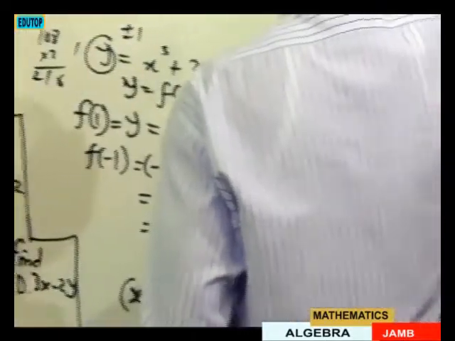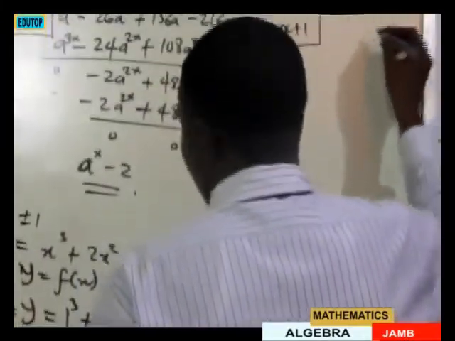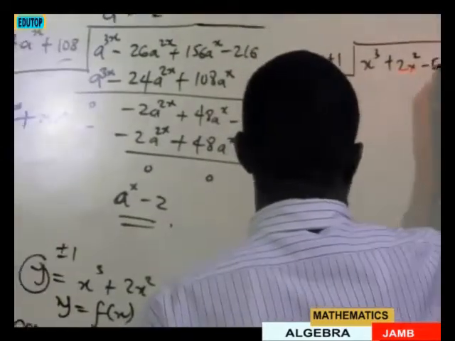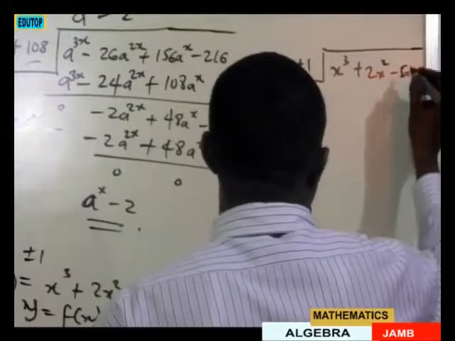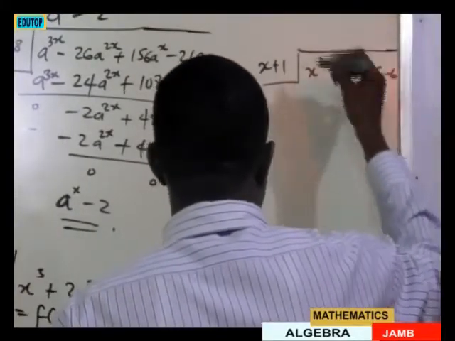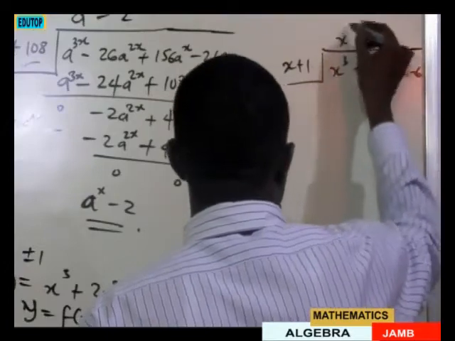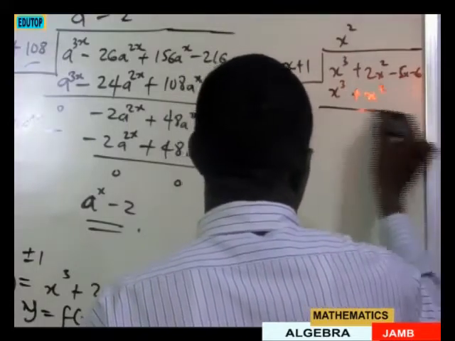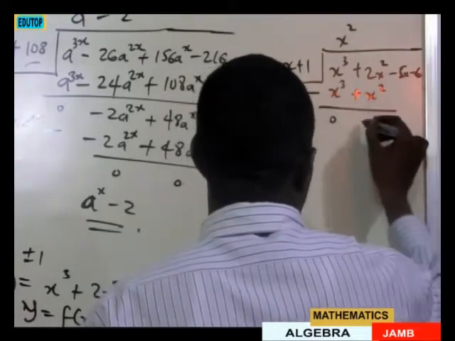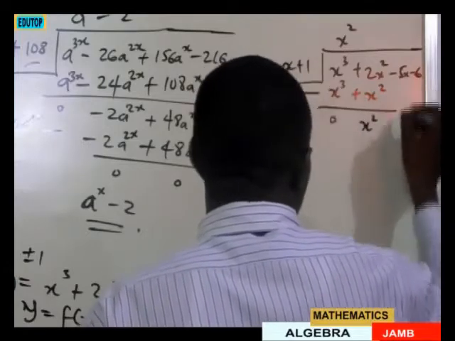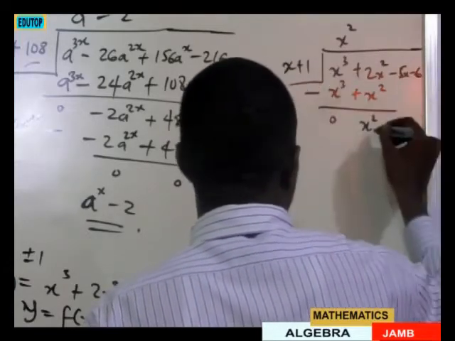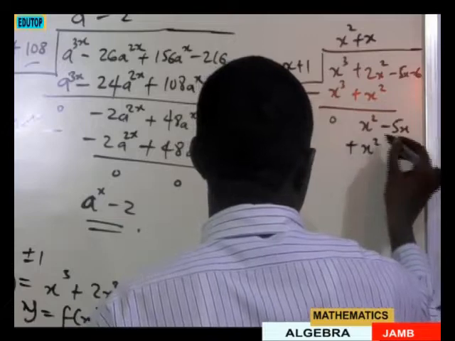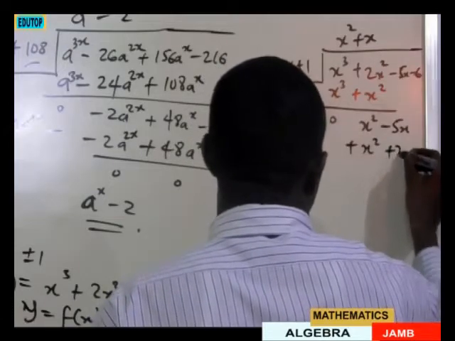Let's come here and say x plus 1, then we divide this complex polynomial, x raised to the power 3 plus 2x squared minus 5x minus 6. It should not be new at this point because we have had a series of questions similar to this. This divided by this, x squared. This times this, x cubed. This times this, plus x squared. Let's subtract, this 0, and this one becomes x squared. Let's bring this one down, minus 5x. This divided by this, plus x. This times this, plus x squared. This times this, plus x.